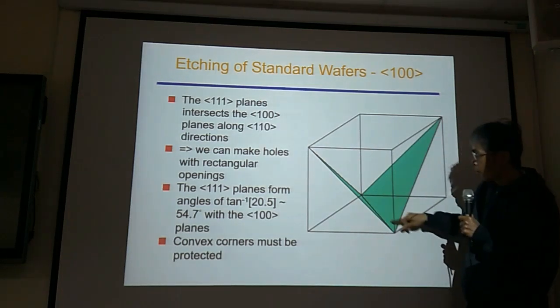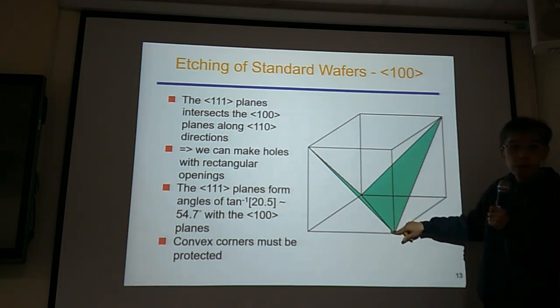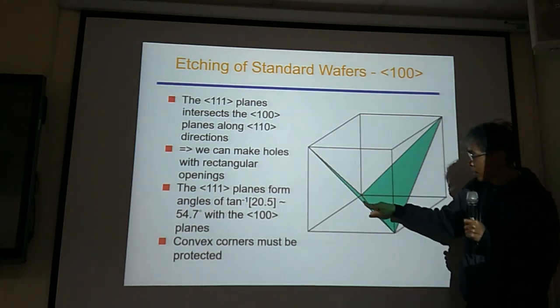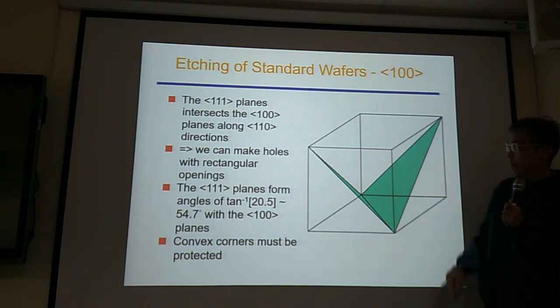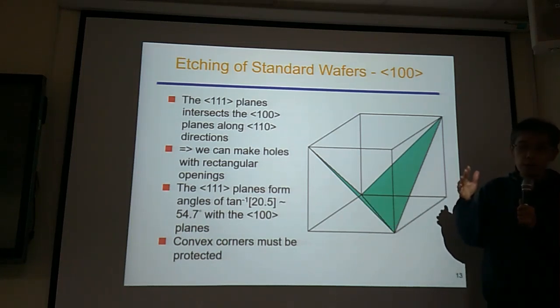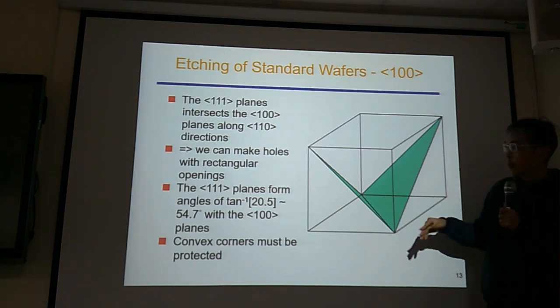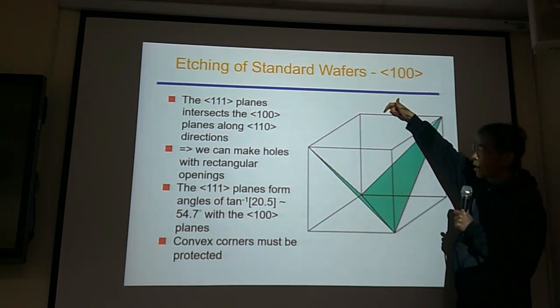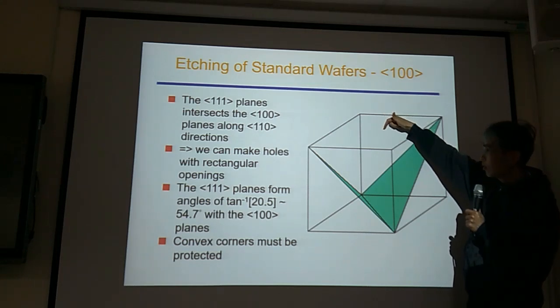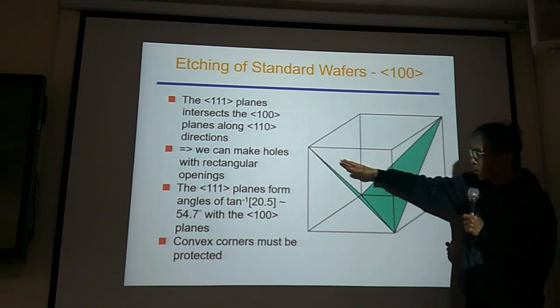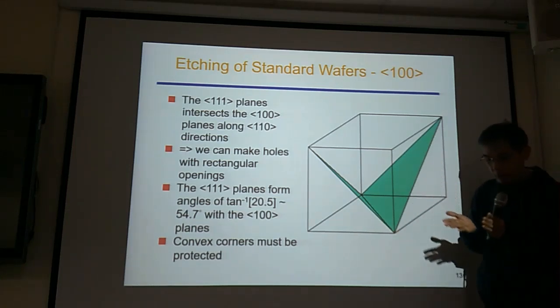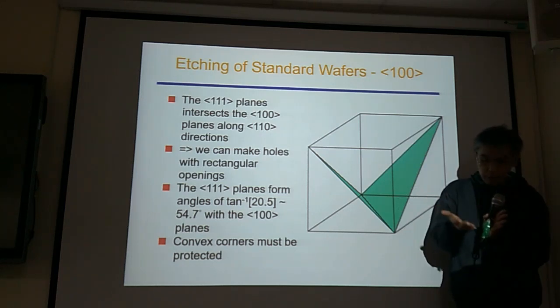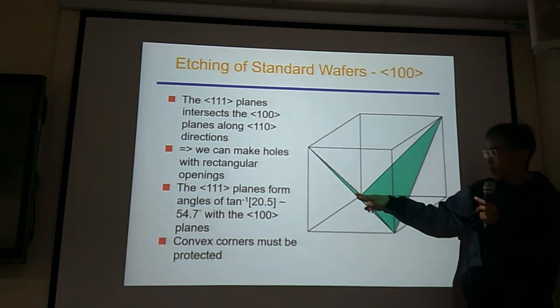Okay, if this is 100, so this one is 111. This one is 111. 111, 111. The green surfaces, they are 111. And remember, 111 has a very slow etching rate. So if the anisotropic etchant comes from the top, eventually you will have a V-shaped cavity inside the wafer. And this is the 111 plane, 111 plane.